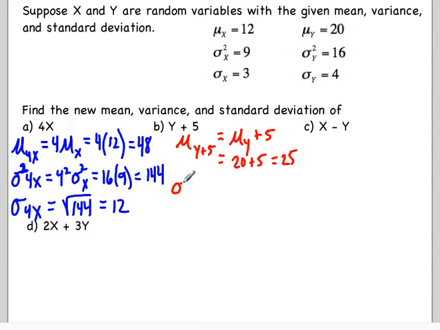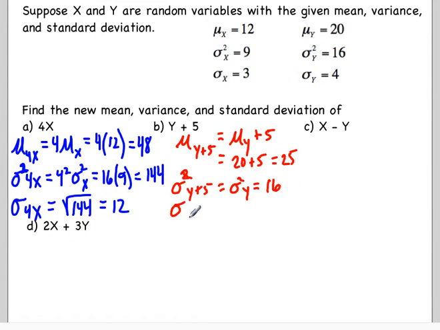For the variance of y plus 5, this is a squared. It's a little hard, I'm writing on a weird little board. For the variance, it does not change. This will be the same as the variance of y, and the variance of y was 16. That stays the same.